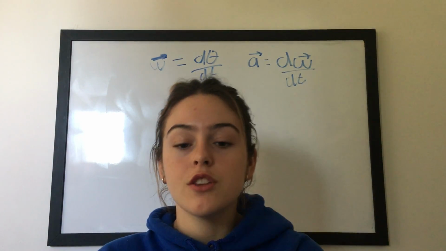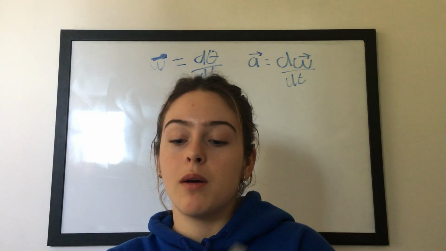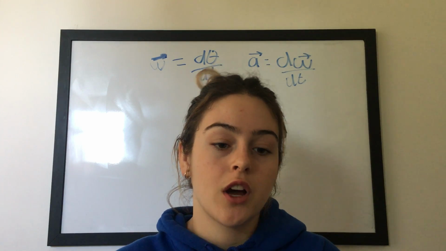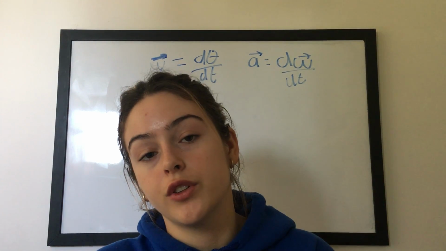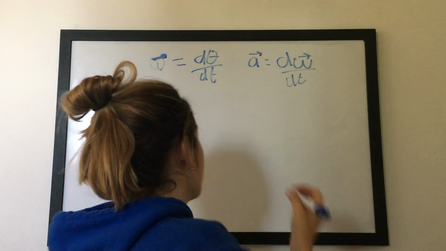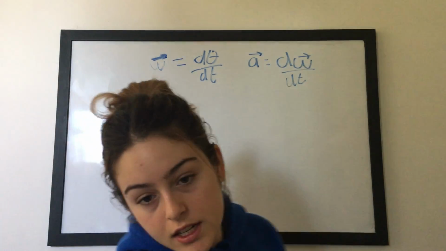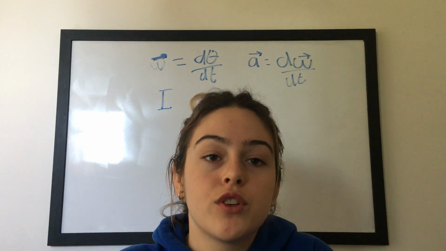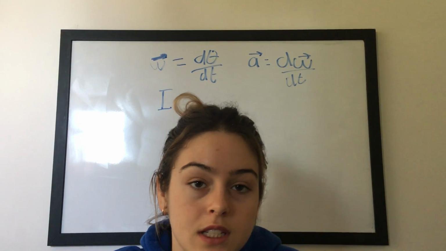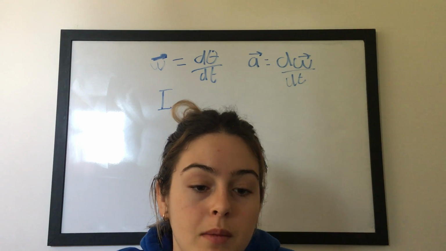So now I'm going to go ahead and talk about moment of inertia, also known as rotational inertia. This can be denoted by the following symbol, just like an I. And essentially the moment of inertia describes an object's resistance to rotational acceleration.